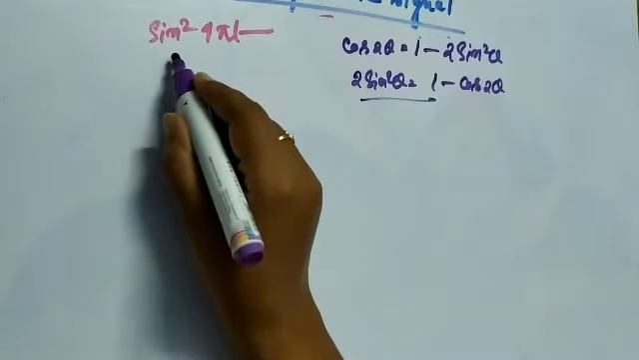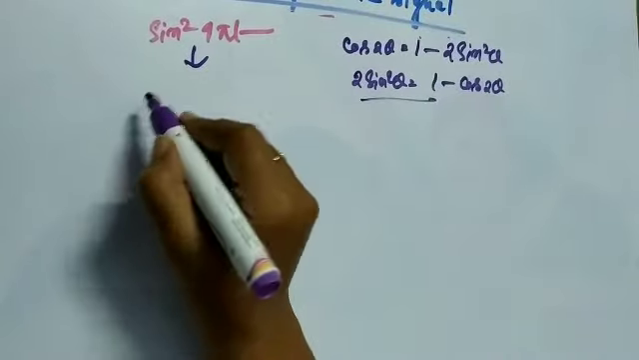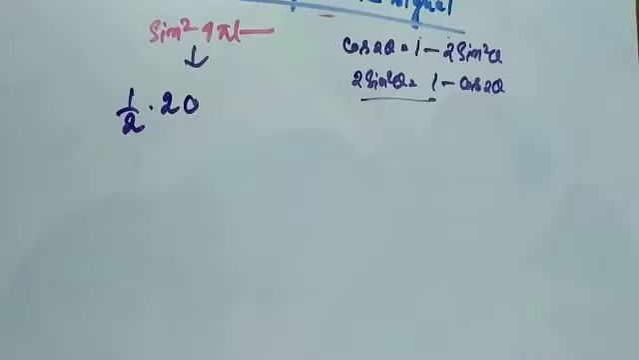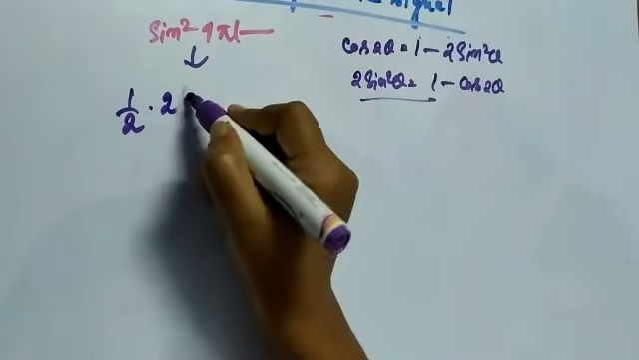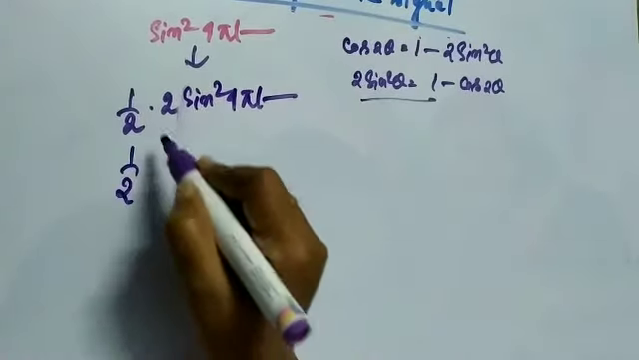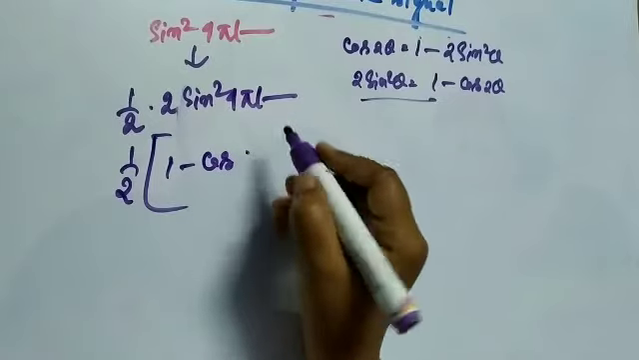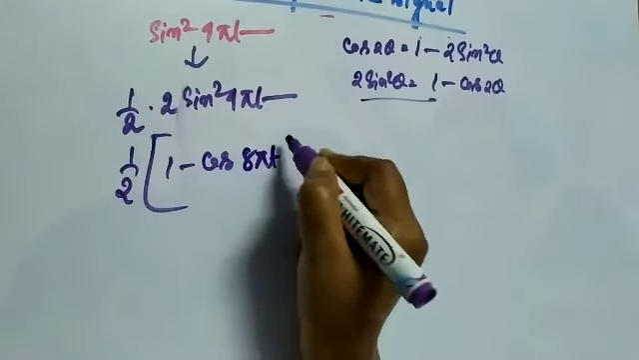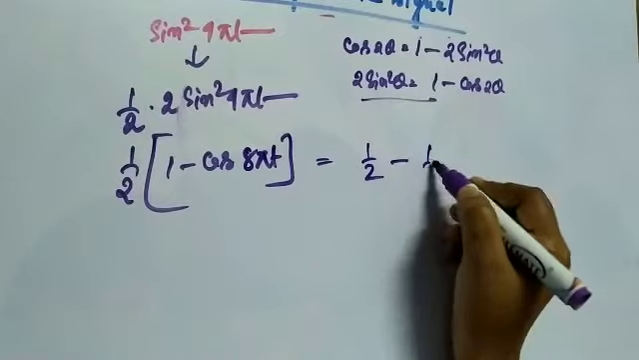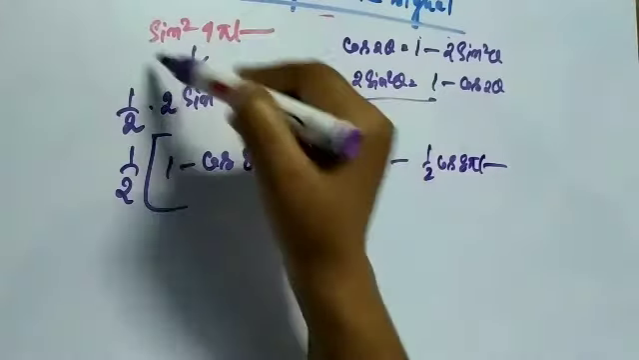So if the question given to you is sin square 4 pi t, it will be converted like this: half, because 2 is multiplied to equate the equation, and then the formula will be 1 minus cos 2 times 4 pi t, that means 8 pi t, or half minus half of cos 8 pi t. So the equation now becomes this.